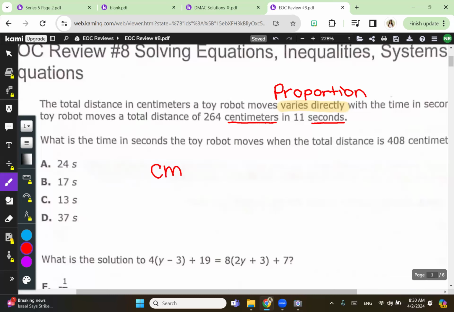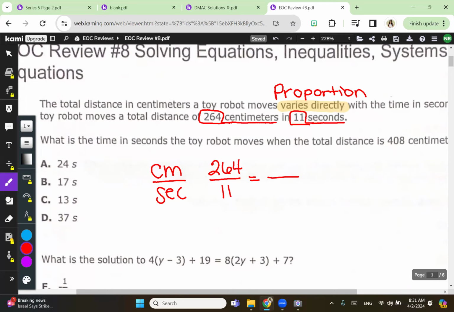So whenever you're setting up your fractions, you want to make sure the type of number is on the same side of the fraction, meaning all your centimeters are at the top, all your seconds are at the bottom. Now, if you do it seconds over centimeters, same thing, okay? You'll still get the same answer. All right, so the first number that they give us, the first value is 264. That is centimeters. So 264 goes at the top. The second number that they give us is 11, which is seconds. So that 11 goes down here.